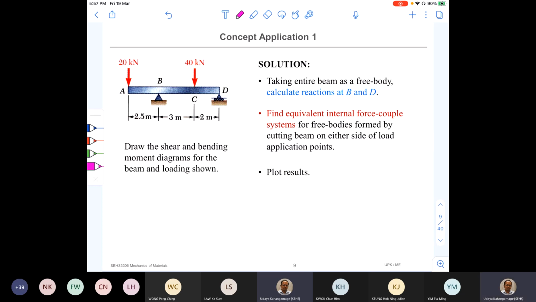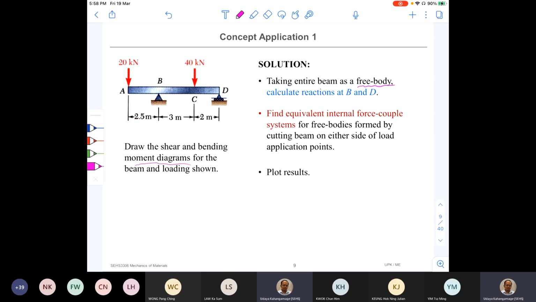So by looking at this one, first thing that you normally do is to draw a free body diagram. Once you draw the free body diagram, you can see that there are two unknowns, that is the reaction forces at B and D. So you should be able to find out the reaction force using equations of equilibrium. And then we need to find out the internal shear force and internal bending moment to construct the diagrams.